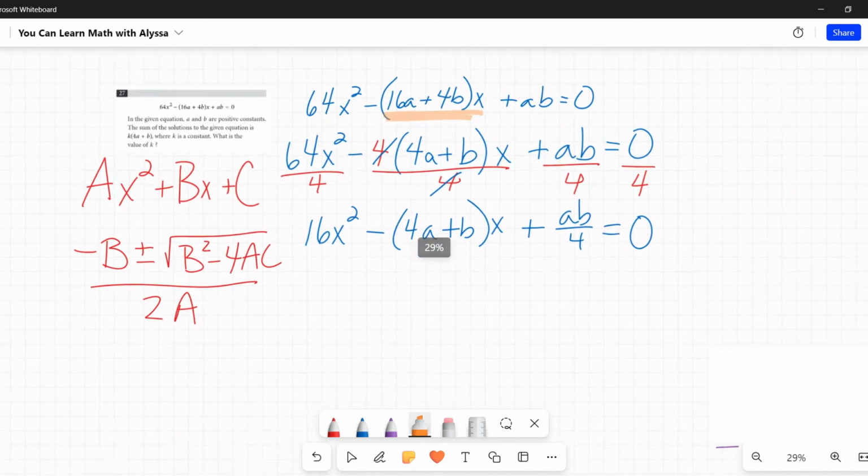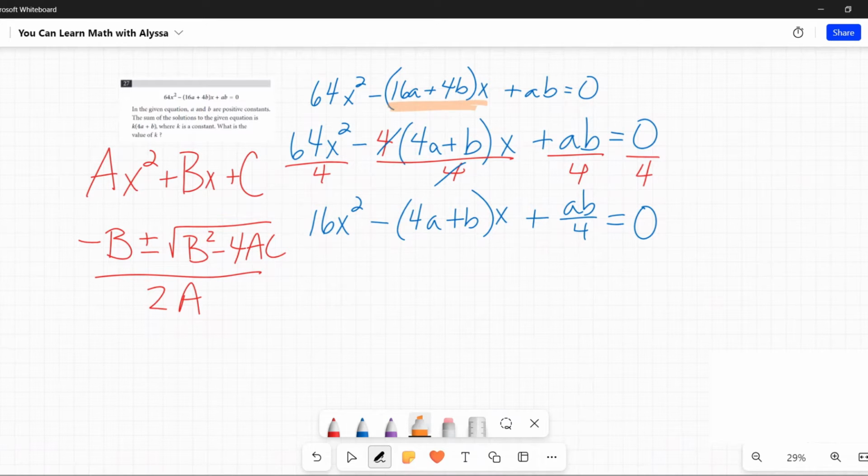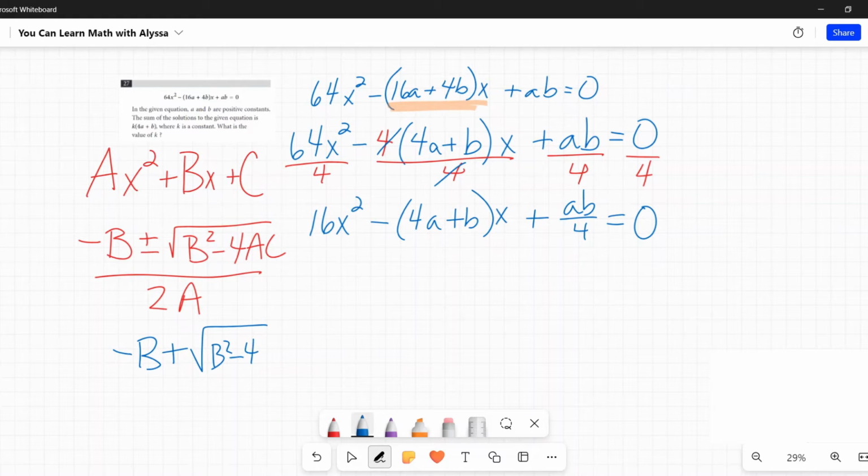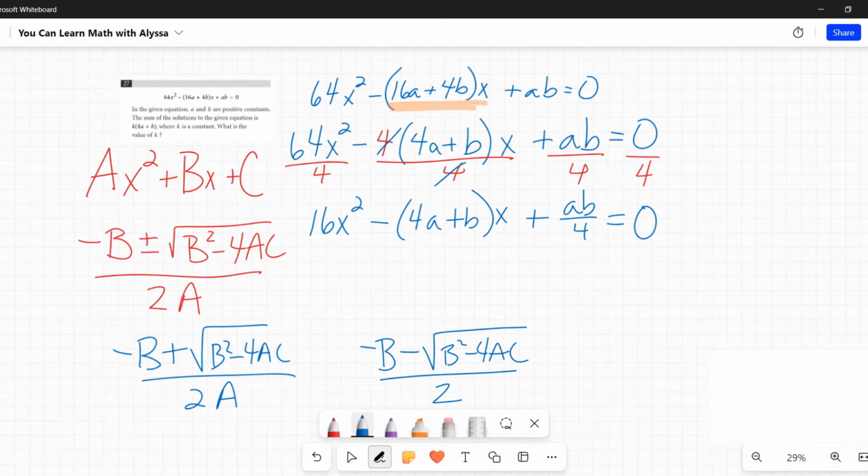So let's do a generic one for all quadratics. What would happen if I added together these two solutions? So first, our first solution would be negative b plus square root of b squared minus 4ac all over 2a. And then our second one is negative b minus square root of b squared minus 4ac all over 2a. And what would the sum of those be?